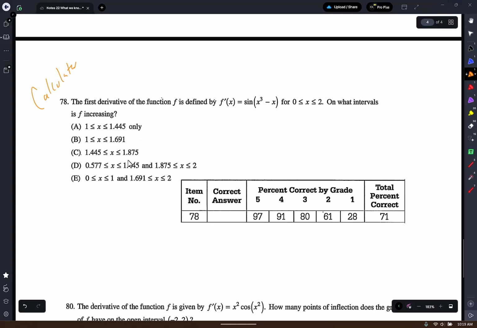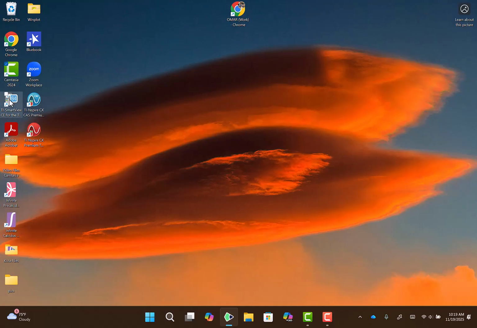All right, take a minute or two, guys, for number 78. Do you have your calculator? Yes, go get math stickers.